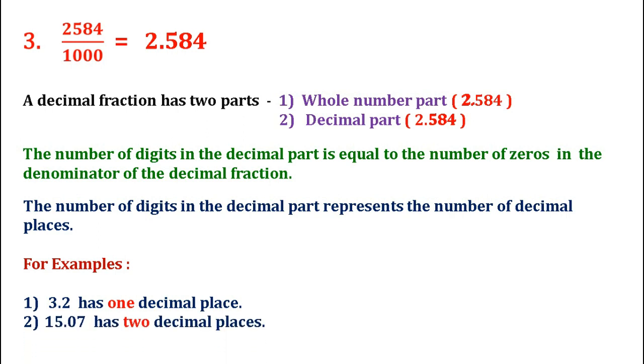The next example, 15.07, has 2 digits in the decimal part. So 15.07 has 2 decimal places. Likewise, the third example, 0.239, has 3 digits in the decimal part. So 0.239 has 3 decimal places.